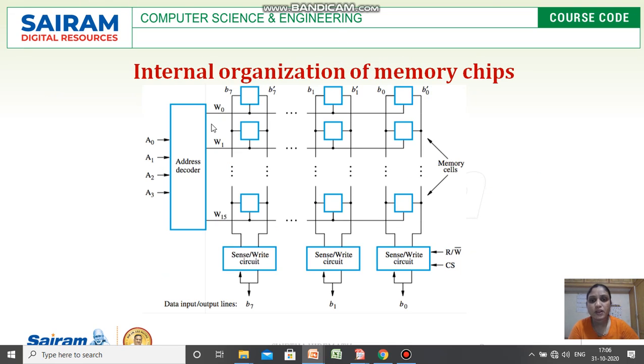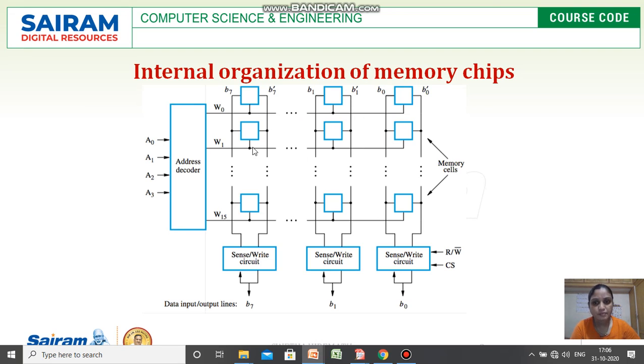In this diagram you can notice this is the word line, and all the bits B0 to B7 are connected to this word line. This is the second word, and again all the bits B0 to B7 are connected to it. Similarly, this memory chip is capable of storing 16 into 8 bits. That is the internal organization of this memory chip.